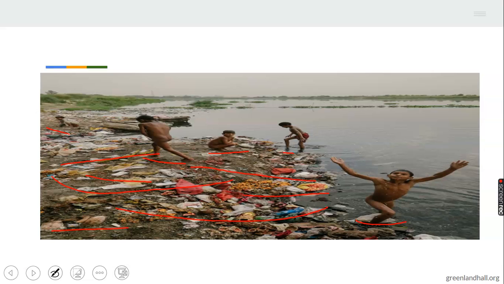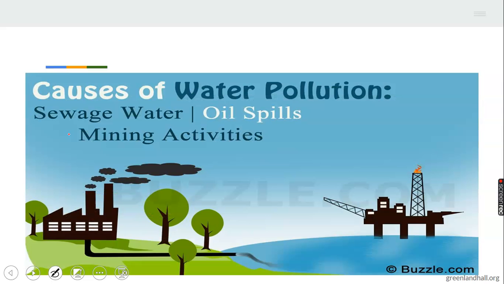They're not just contaminating the water, they're also contaminating themselves, because in the process of bathing and swimming in this water, they might end up drinking part of it, and it's going to be harmful to their health. You can see what's happening here.